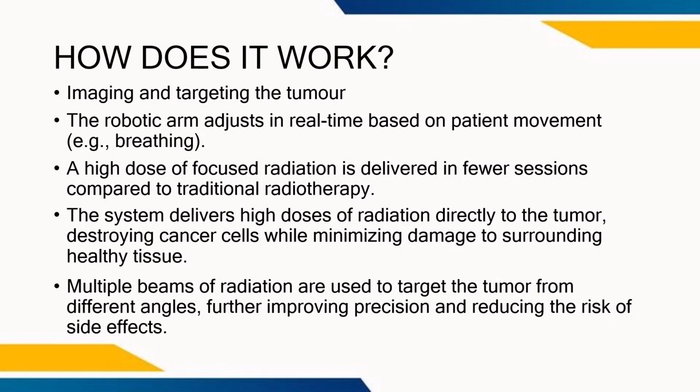So how does it really work? First is imaging and targeting the tumor. The robotic arm adjusts in real time based on patient movement, for example breathing. A high dose of focused radiation is delivered in fewer sessions compared to traditional radiotherapy. The system delivers higher doses of radiation directly to the tumor, destroying cancer cells while minimizing damage to surrounding healthy tissue. Multiple beams of radiation are used to target the tumor from different angles, further improving precision and reducing the risk of side effects.